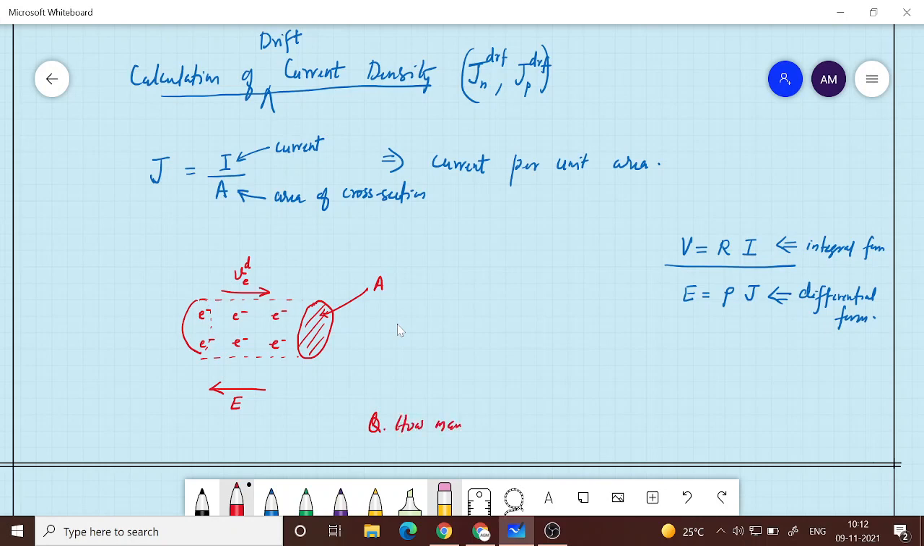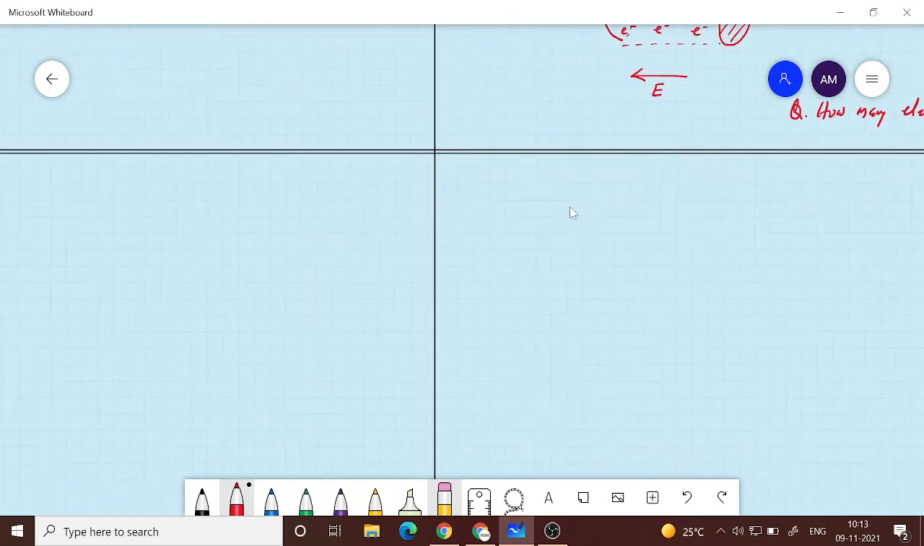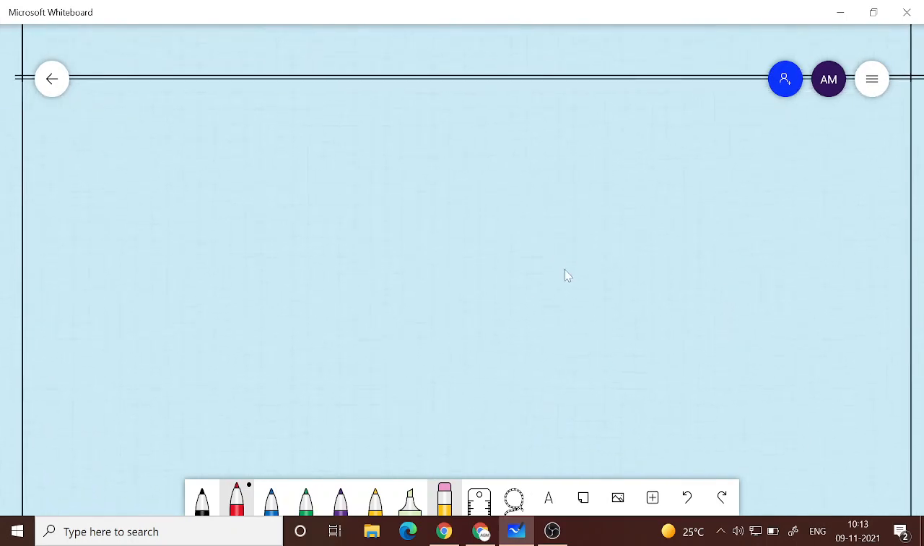So the question is, how many electrons cross the area A in unit time? What is the number of electrons that cross the cross sectional area in unit time? Okay, so cross sectional area is given as A, so the number is definitely proportional to A. What else does the number depend upon? How much distance the electron moves in unit time.